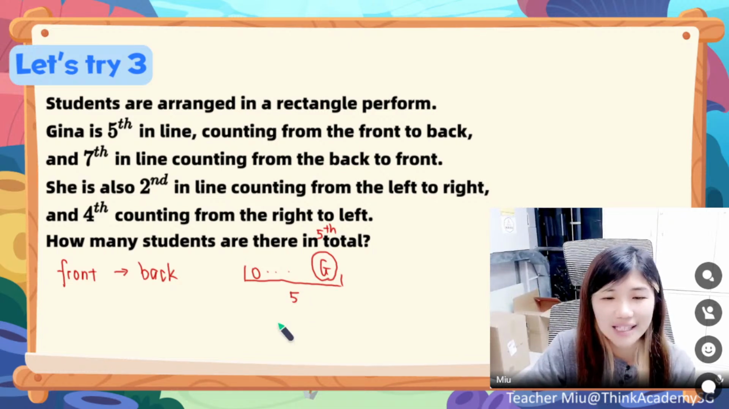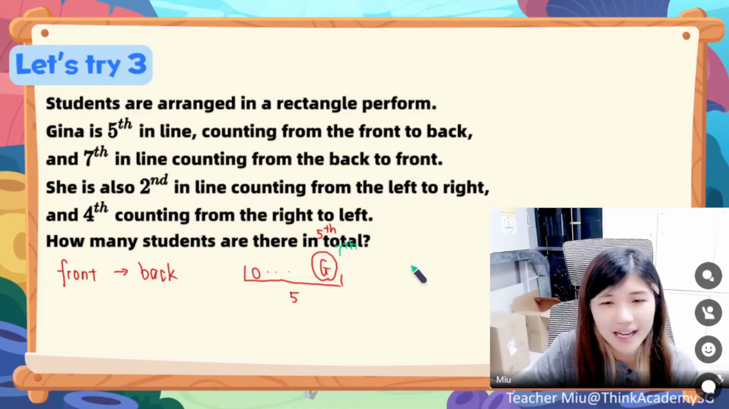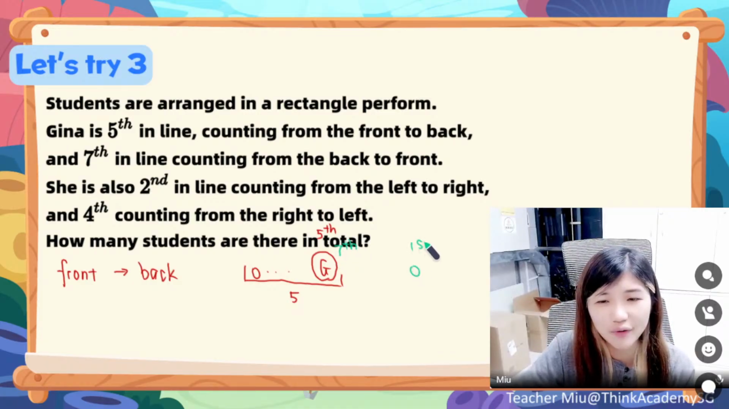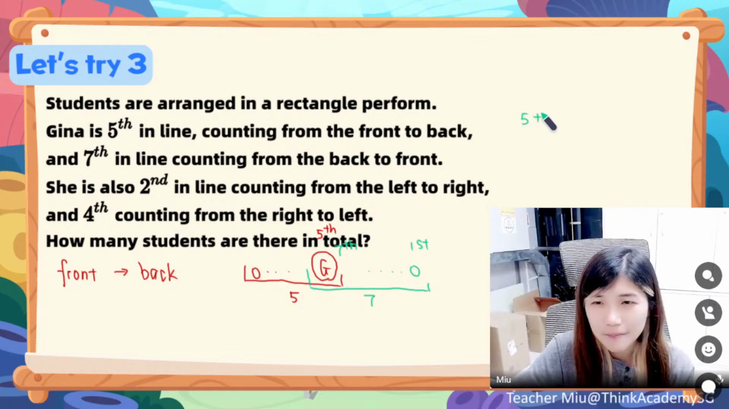At the same time, Jima was the seventh from the back. So this is the first one from the back, all the way to Jima, there must be 7 people. So from the front to the back, altogether, how many people? There must be 5 plus 7, which is 12.